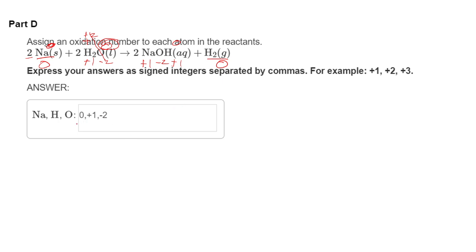If we were going to enter this in down here, we're only doing the reactants. So we look at sodium as the first one. That's the 0 up here. Hydrogen is the next one, that's a +1 oxidation number. And then the oxygen is -2. Since sodium was a solid in the reaction, that's what made it 0.